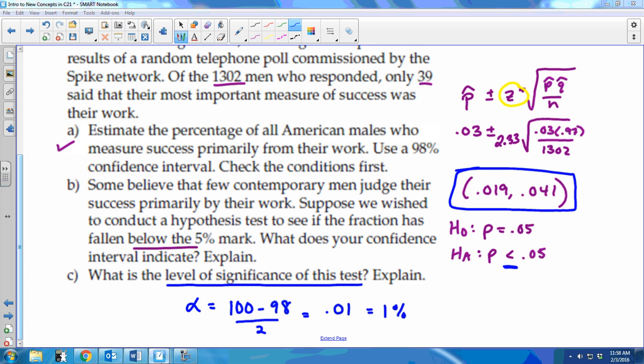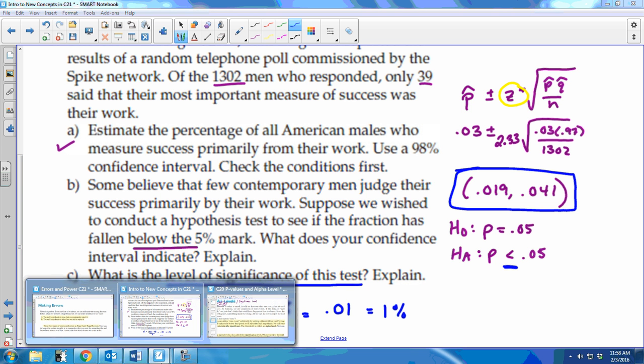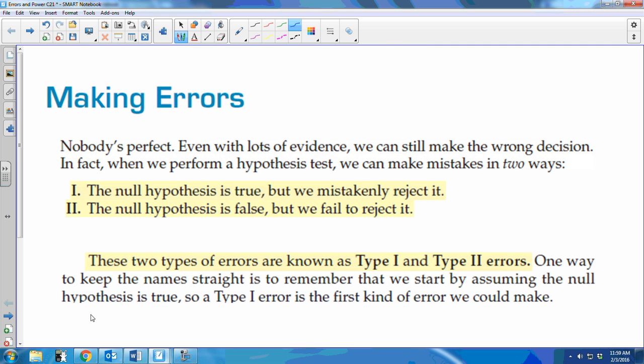All right. Then one more thing, and this is the big thing for the day. Everything else is kind of a mini little piece of information that needed to be thrown out there for you. But this is big. Really big. Errors.